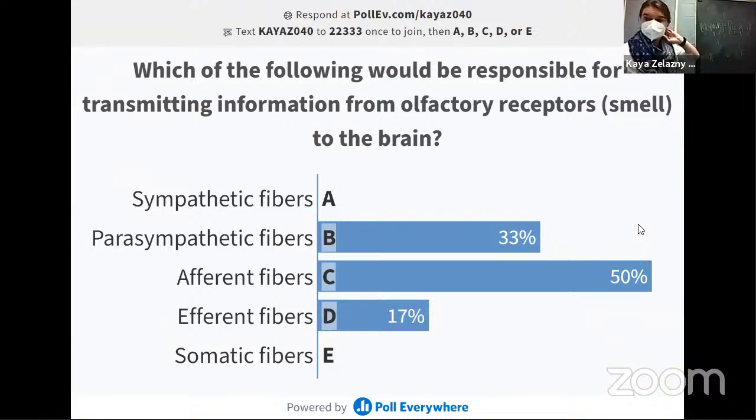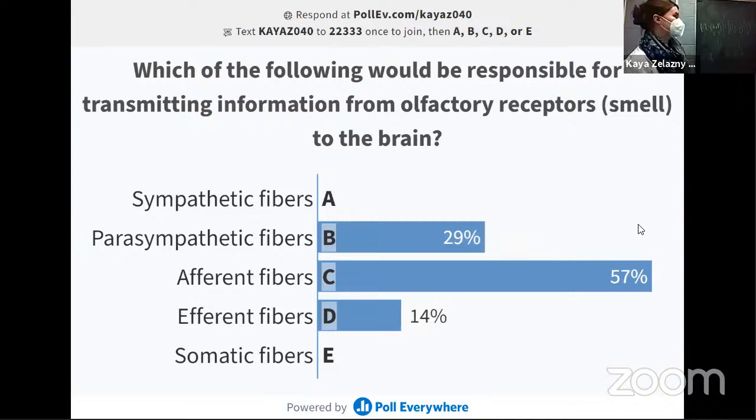Okay, great. So the answer should be C, afferent fibers. So those are our sensory fibers. So anytime you have information going from a receptor out in the peripheral nervous system to the central nervous system, so to either the spinal cord or the brain, that's always going to be part of your sensory nervous system, and we call those afferent fibers. So A, first it has to come in before it can go out as an efferent fiber.